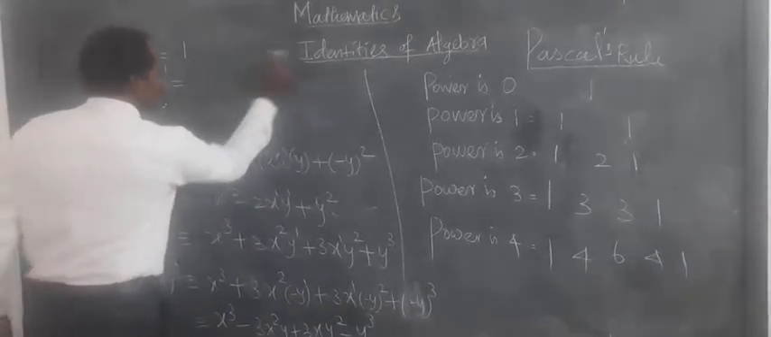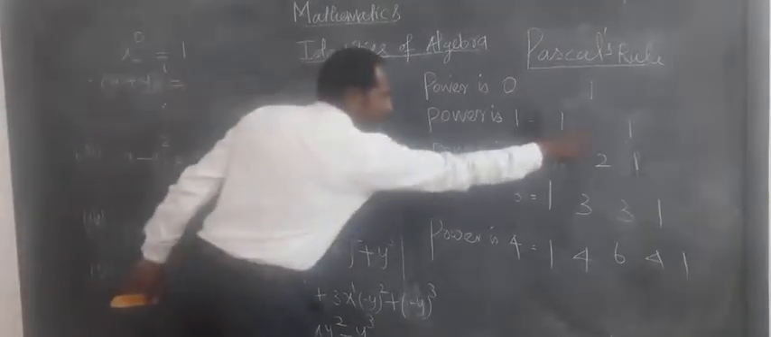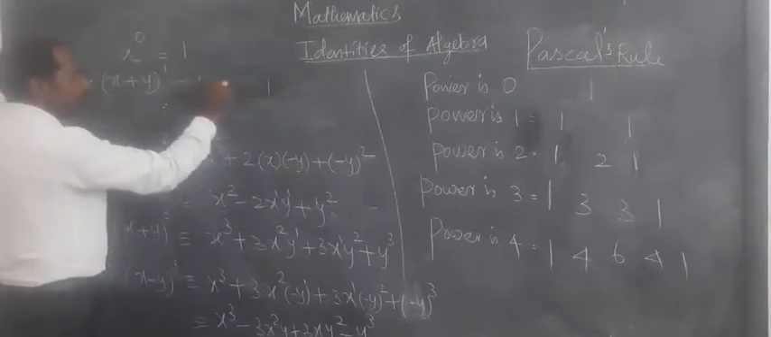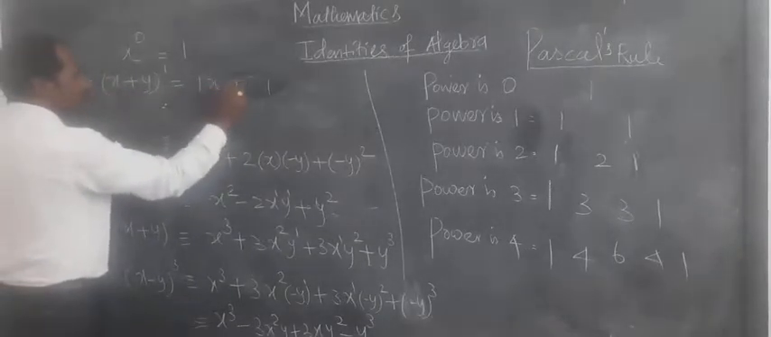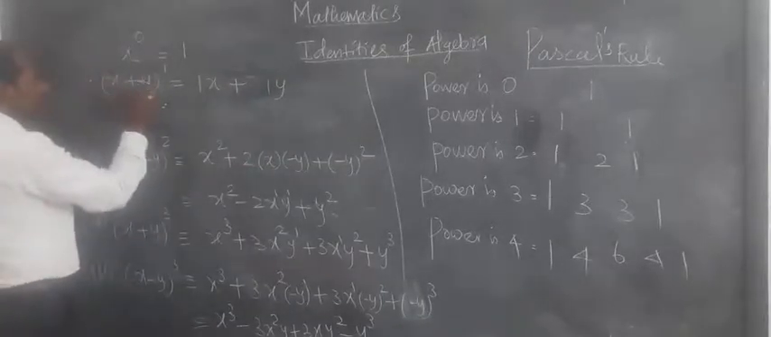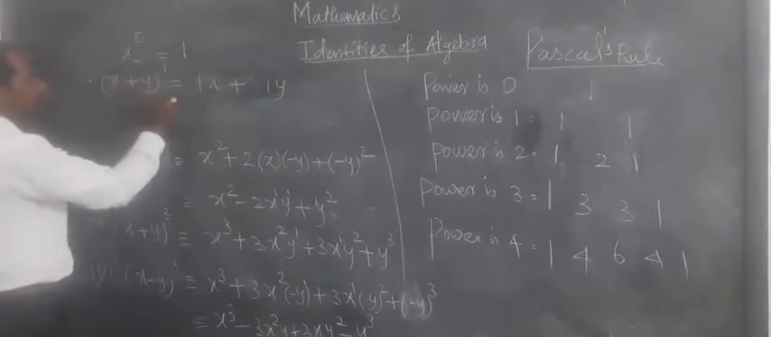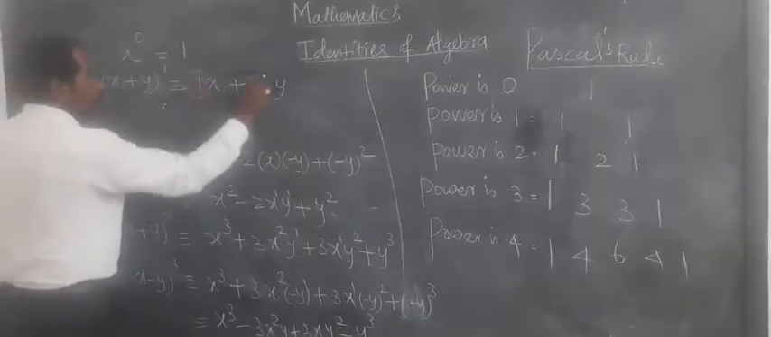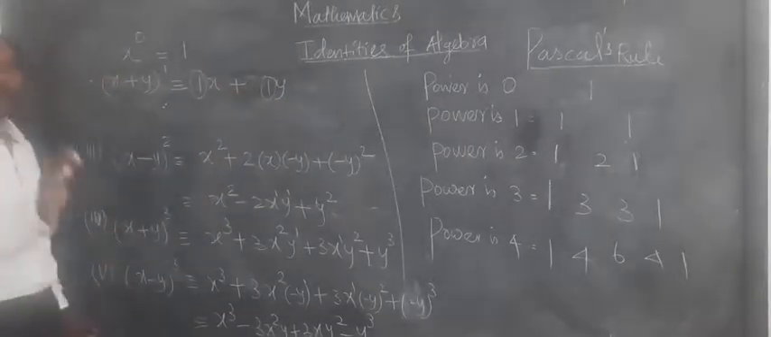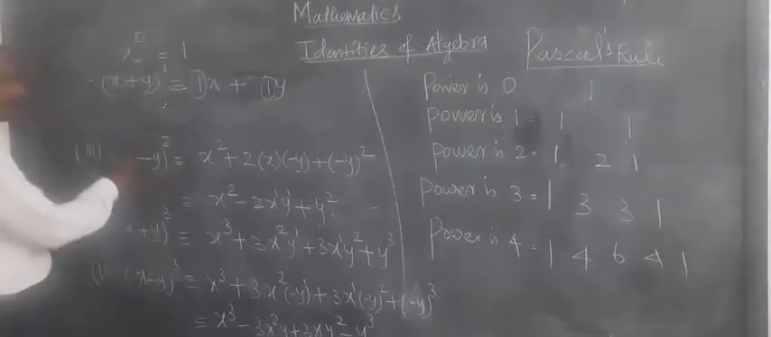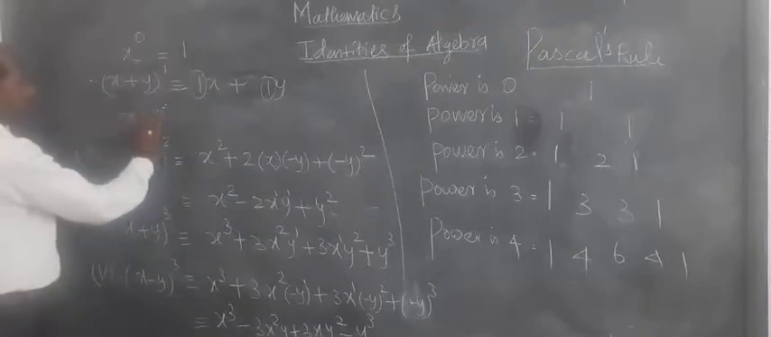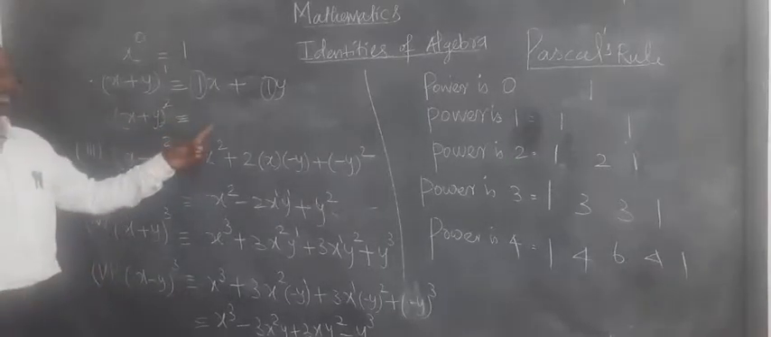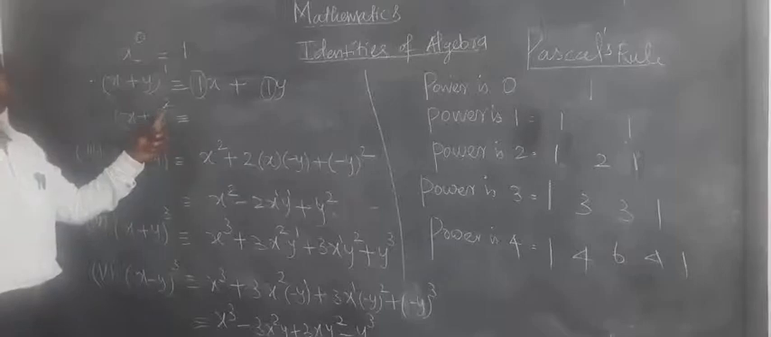So here we write 1, another 1. That means 1, 1, and the other variable comes in its particular place. So x plus y to the power 1 is 1x, 1y. From today onwards, there is no need to memorize. Now I will teach x plus y whole square, and find the identity for this power.